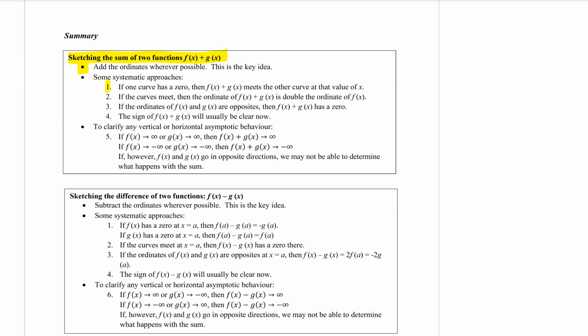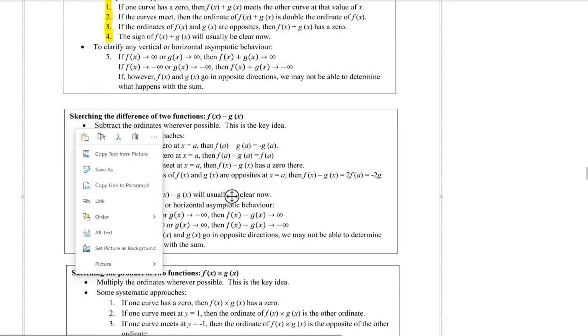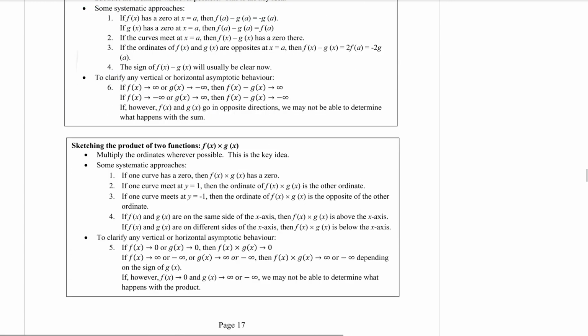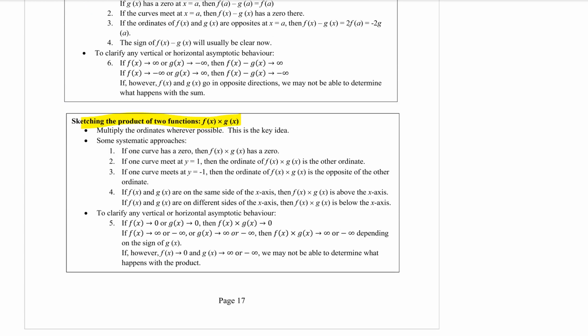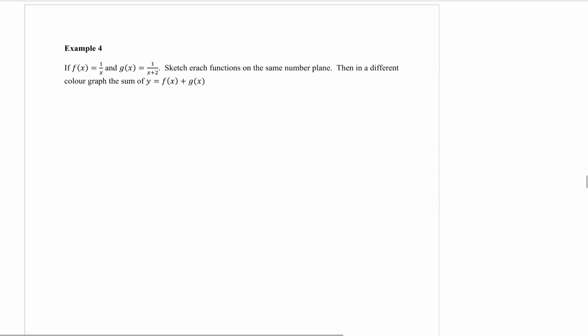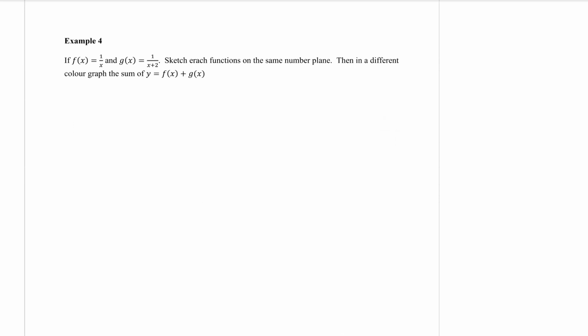If the curves meet, then the two ordinates are double whatever the y value is. Okay, so you can see it's all in there. It is a little bit wordy, but you can read through all the properties. That's for summing the two functions. Here's another one here for if you are subtracting the two functions. And then we have another summary here for multiplying, but we have covered most of those properties in the examples that we did. So let's go on to example number 4.